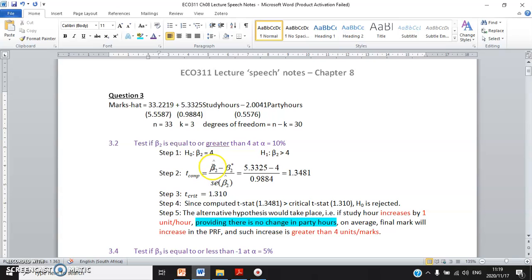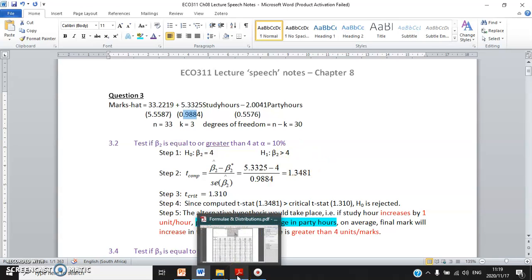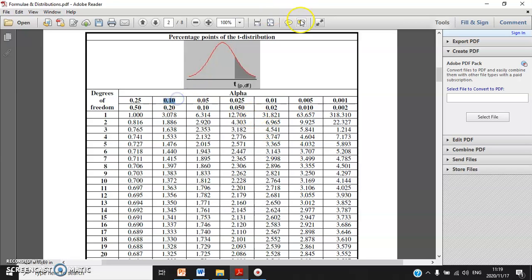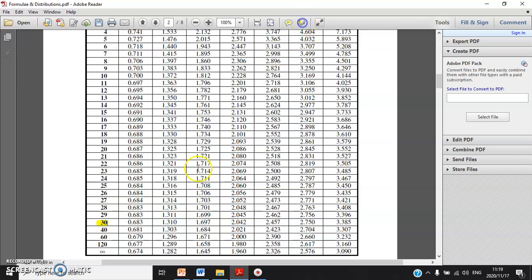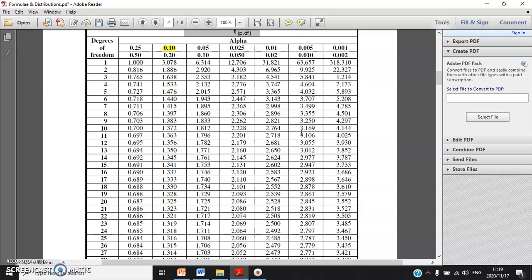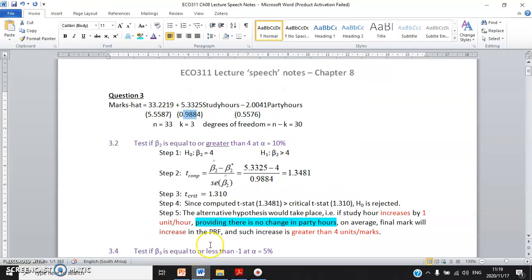Step 2, compute t-stat, which is your B2 head, which is given, 5.3325, minus the hypothesized true B2 value, which is 4, divided by the standard error of B2 head, which must be given to you, 0.9884. Then this is your computed t-stat, 1.3481. Critical t-stat, alpha is 10%. Remember, one-sided test, I have got my full alpha in the top row. Degrees of freedom is 30. So this is my critical t-stat, 1.310. Okay, happy with that?